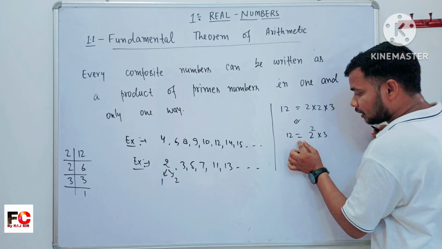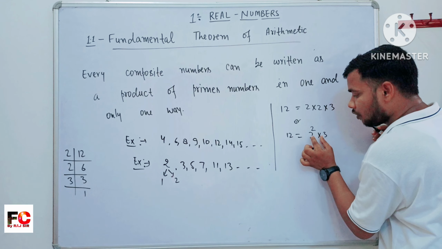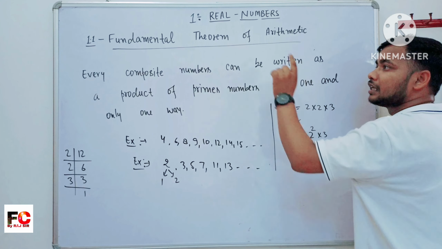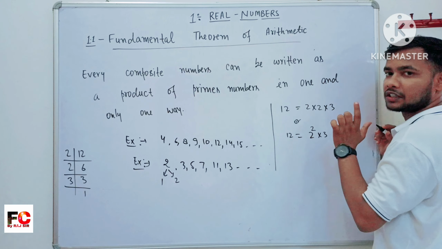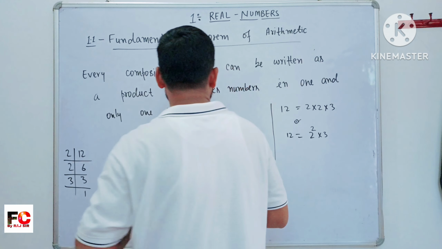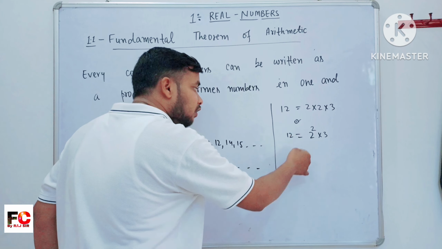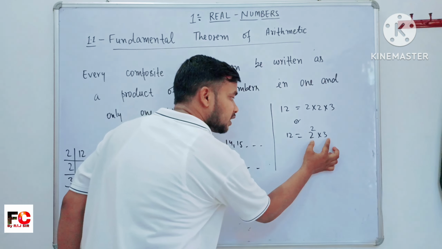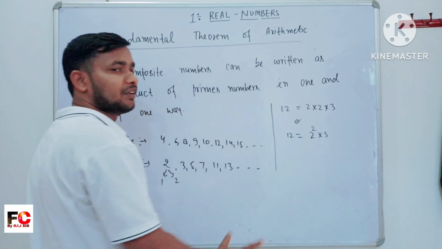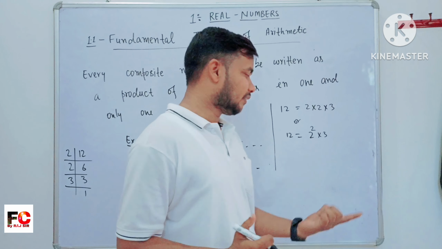And this symbol is a product. This composite number is equal to the product of prime numbers. This theorem says this. Okay, got my point? This theorem says any composite number can be written as the product of prime numbers. Okay, let me give another example.